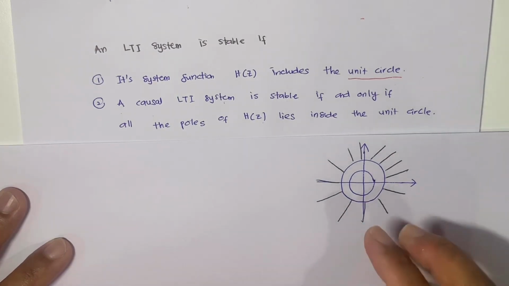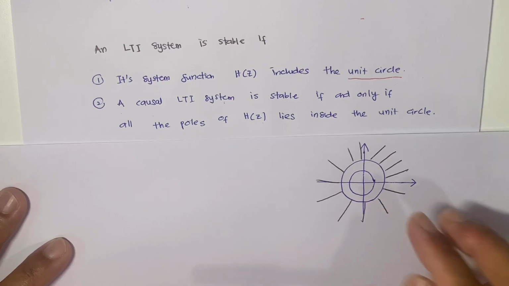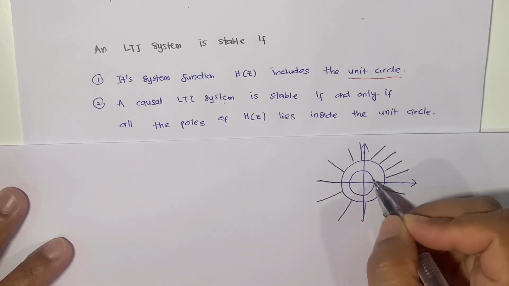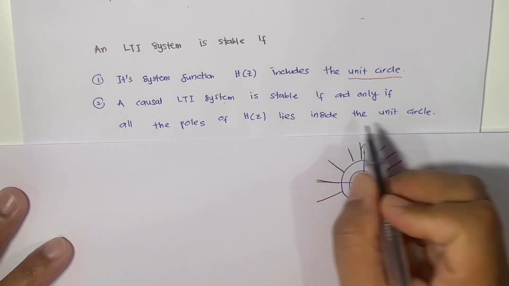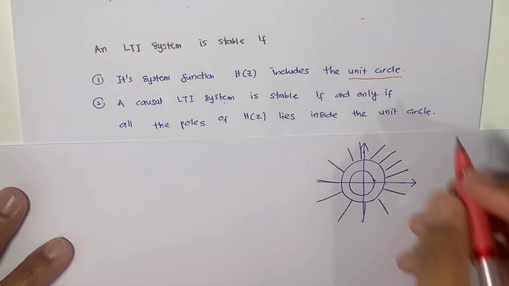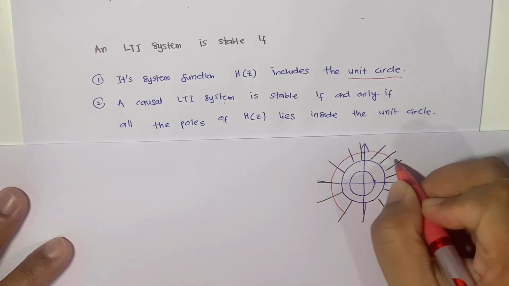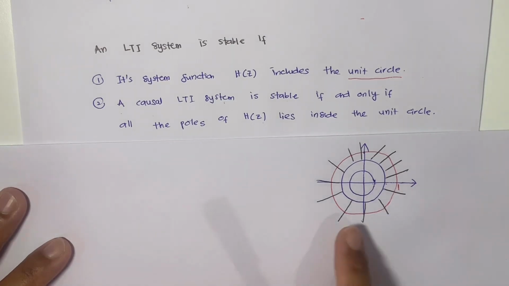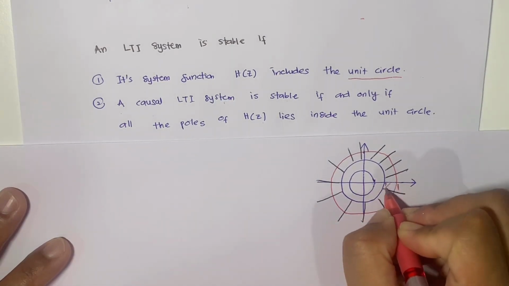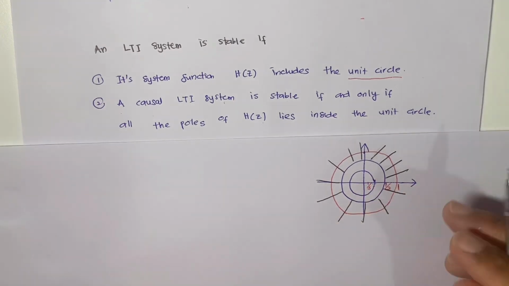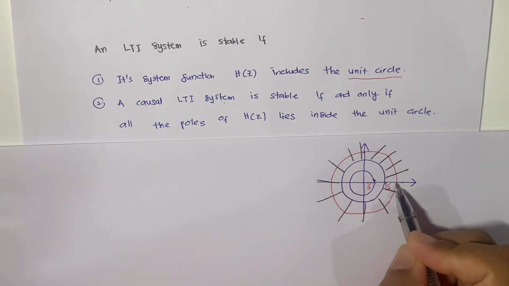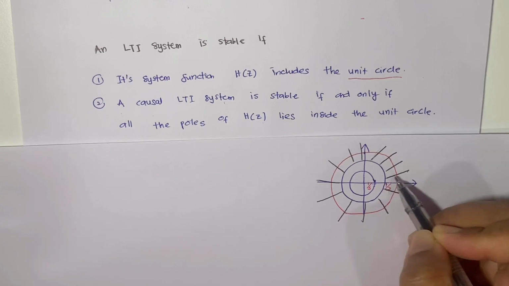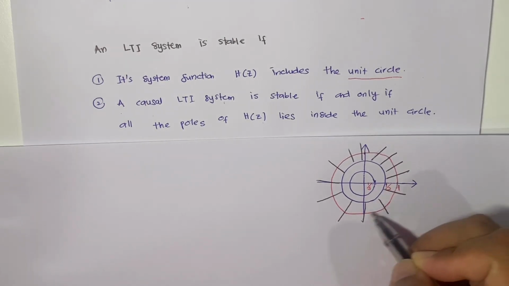But if you want a causal system to be stable, the poles here, I don't write the numbers here, must lie inside the unit circle. You know that the unit circle is at radius 1. So if these poles, for example, this is 1 over 2 and this is 1 over 3, are inside the unit circle, then the ROC includes the unit circle. See here? This is the ROC. The ROC will include the unit circle.